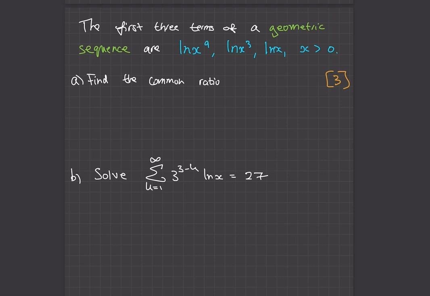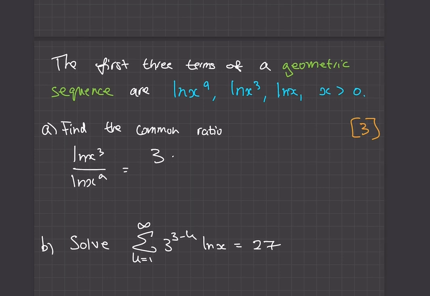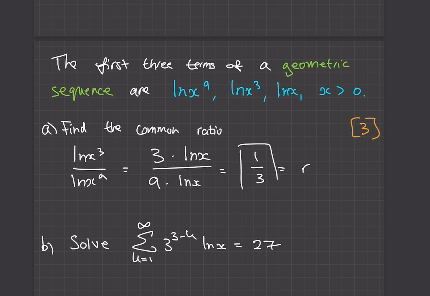So how do we find the common ratio? Well, the common ratio is the (k+1)th term divided by the previous term. So if we take the second term, which is ln x^3, and divide that by ln x^9, we should be able to work this out as a number. Let's use one of the properties of logarithms, that we can bring that power down to the front. So that's the same as 3 times ln x divided by 9 times ln x. If we simplify, the ln x's cancel, and 3 over 9 is simply 1/3. So that's the common ratio, 1/3.